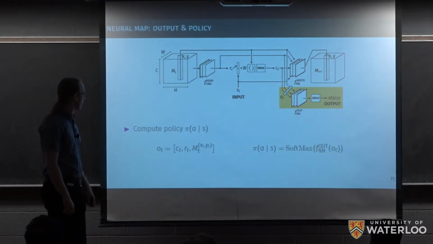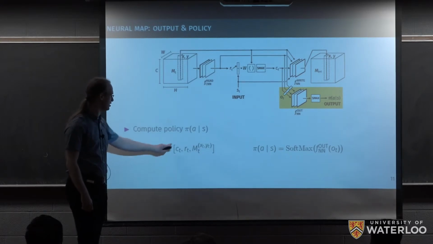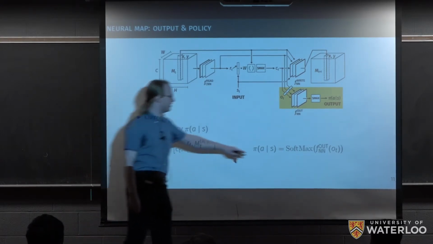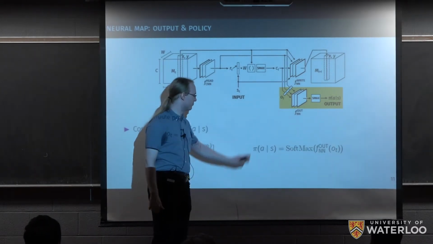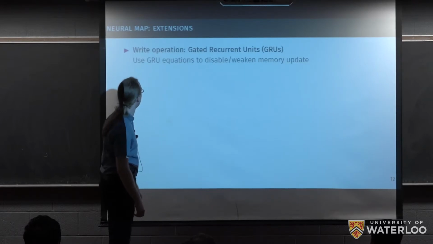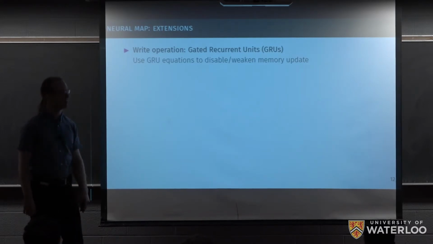The last step is to actually compute the policy. So here we compute this output vector by simply concatenating these three vectors. Then again, plug this into a deep neural network, compute the softmax, and this is what will give us the policy.